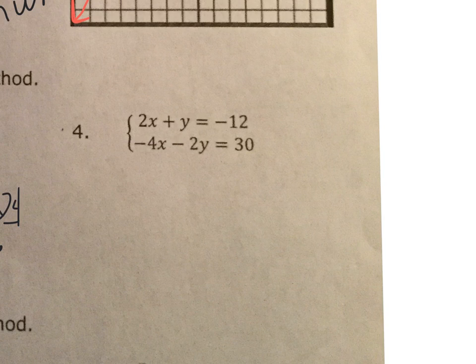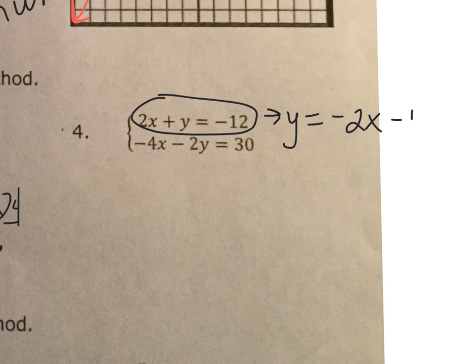Number 4, you don't have anything solved in terms of a variable, and since we did say you had to do substitution, you need to solve one of these equations for one of the variables. I'm going to choose this one because y doesn't have a coefficient here. So if I solve this for y, and it doesn't matter, you could solve for y or for x, I'm just using y since it's going to be simpler. Subtract 2x from each side, and you end up with that equation.